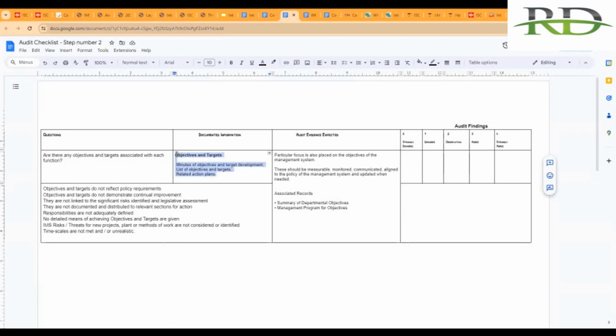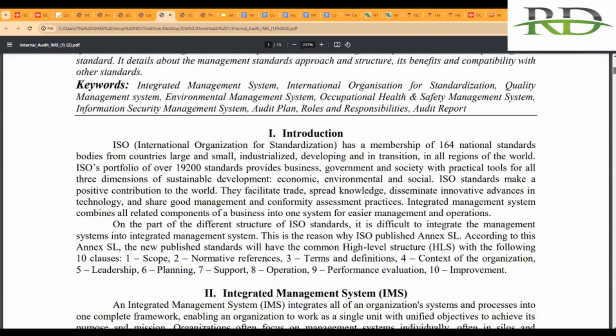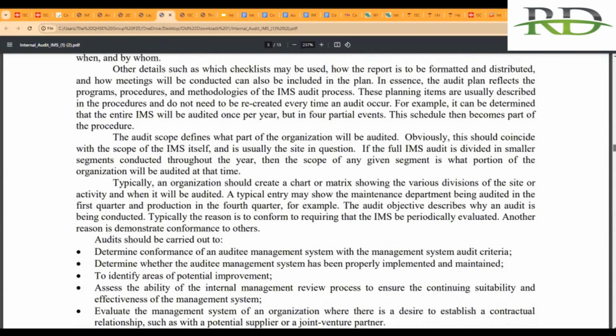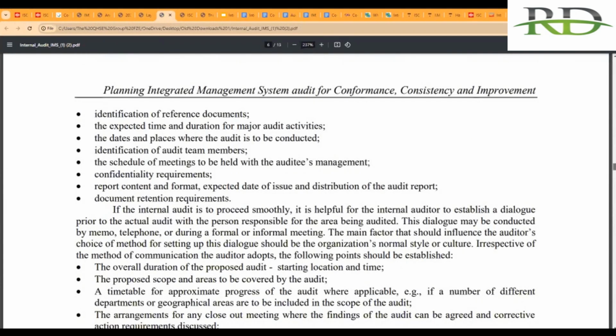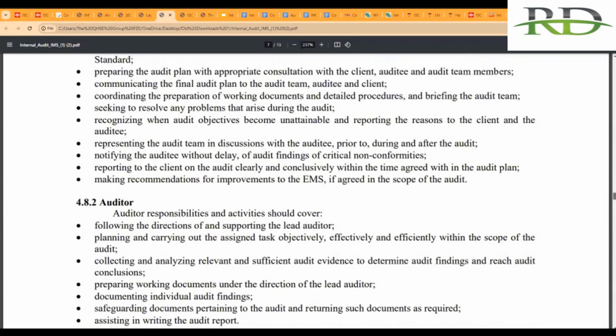But as an individual auditor, I need to first of all start by looking at these documents. I'm going to request the minutes of objectives, the list of objective targets, and related action plans for this process. And then when I get those documents, you know the drill. I need to look for something. When you show me those documents, what is it that I'm looking for? This is what I'm looking for.